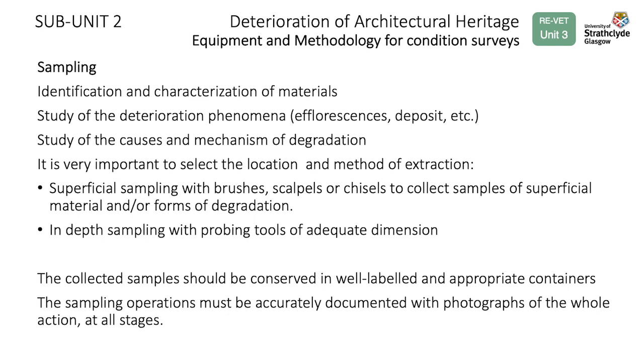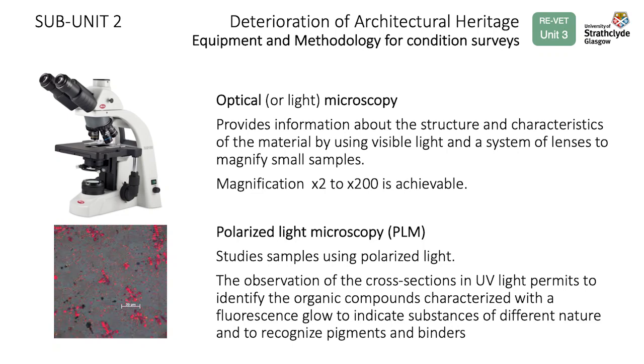Superficial samples can be taken with brushes, scalpels, or chisels to collect superficial material or forms of degradation, or in-depth sampling with probing tools of adequate dimension. The collected sample must be conserved in well-labeled containers, and the sampling operations must be accurately documented with photographs at each stage. Optical or light microscopy provides information about the structure and characteristics of the material by using visible light and a system of lenses to magnify small samples. A magnification of 2 to 200 is achievable.